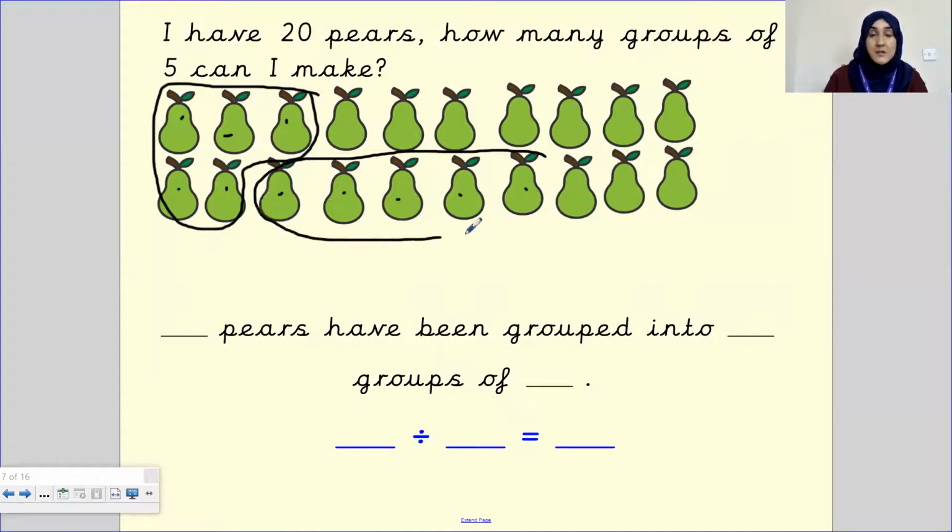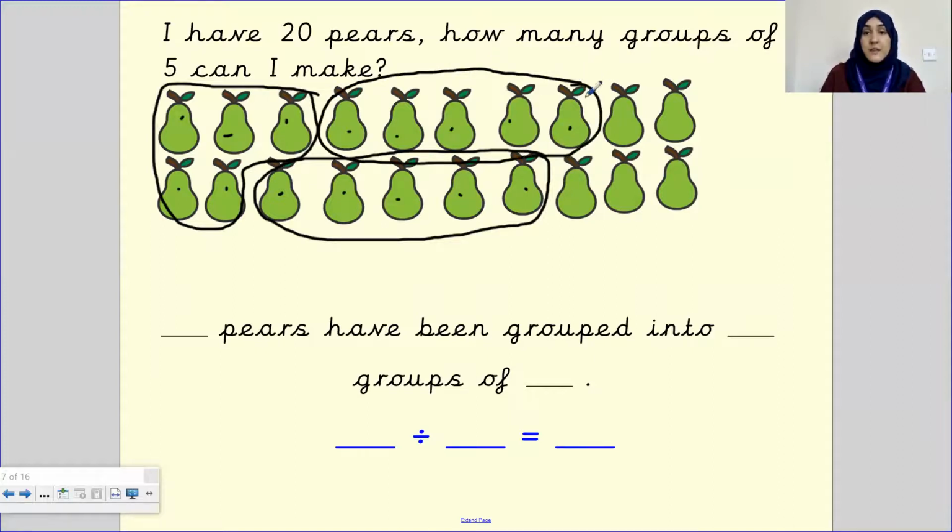Now, it doesn't matter in which way or which shape you do the groups in, as long as there are 5 in each group. 1, 2, 3, 4, 5. Here's another 5. Nice and accurate. And then I've got 1, 2, 3, 4, 5. There we go. Okay, Morris class.